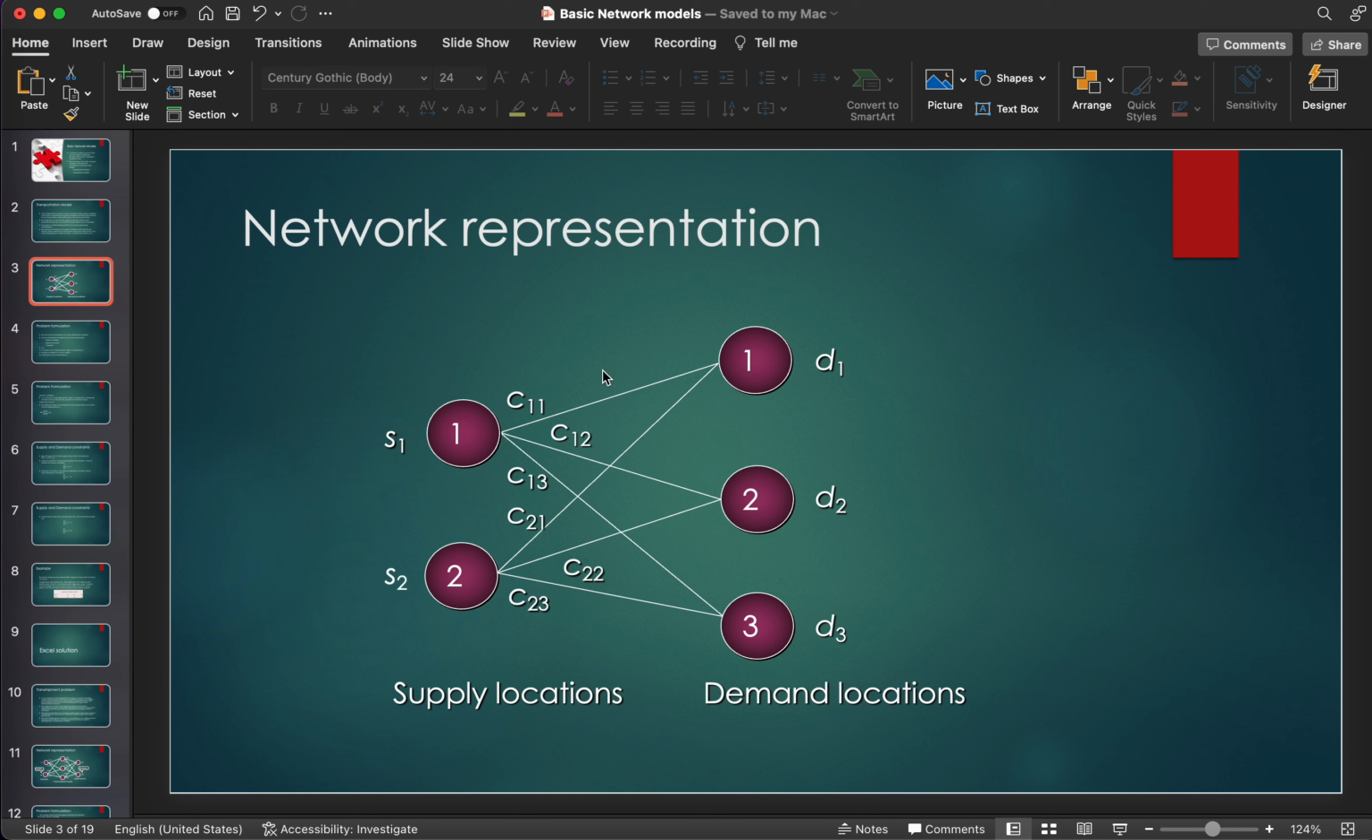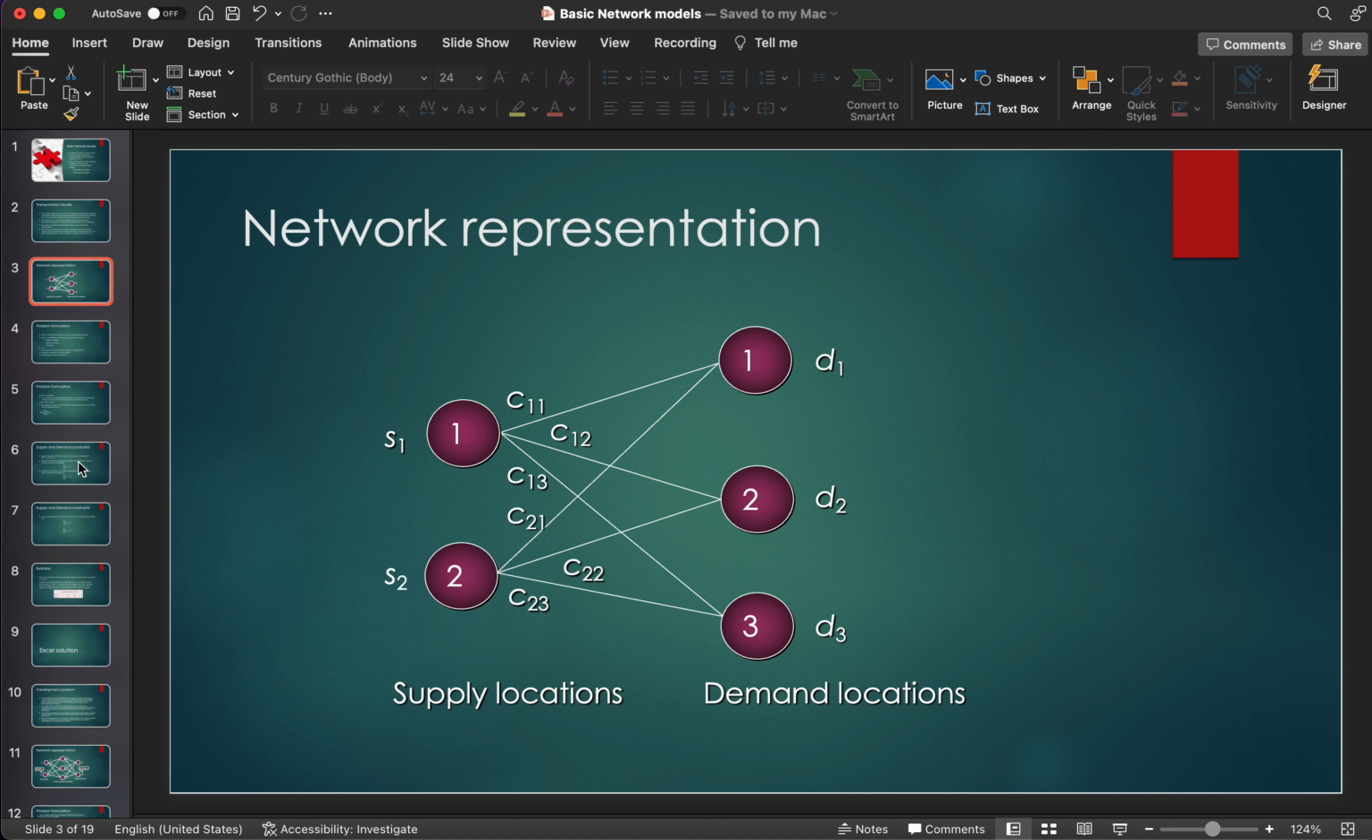So x11 in this case will be the number of units that get shipped from supply location 1 to demand location 1. Similarly, you'll have x12, like you have c12. c12 is the cost of shipping one unit. x12 will be the number of units that you ship. c13 is the cost of shipping one unit from 1 to 3, and x13 will represent the number of units that you ship from 1 to 3.